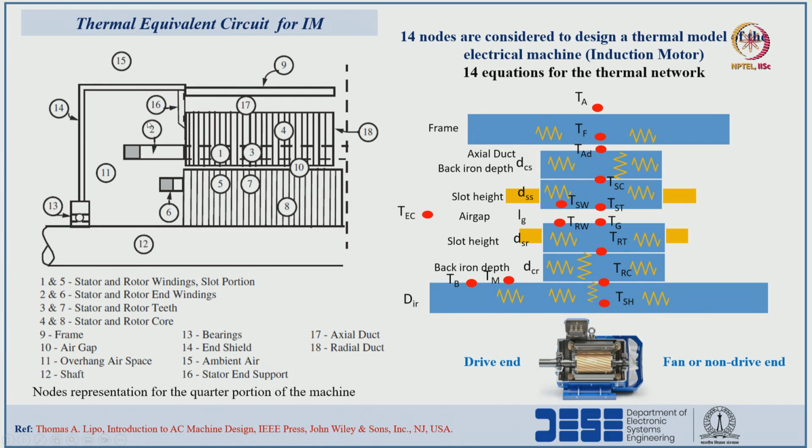So, if we look at the complete thermal nodes for the induction machine, here stator and rotor windings are 1 and 5, stator teeth and rotor teeth are 3 and 7, the air gap is 10, the stator core is 5 and the rotor core is 8. Like this, we have considered 14 nodes. These are the 14 nodes. With respect to these 14 thermal nodes, we will realize the thermal equivalent circuit.